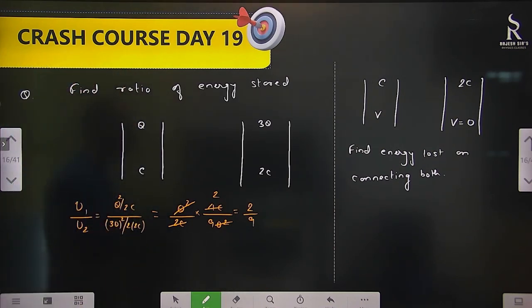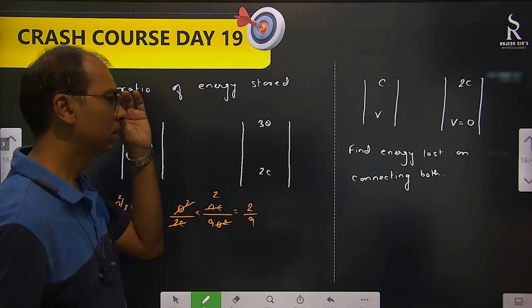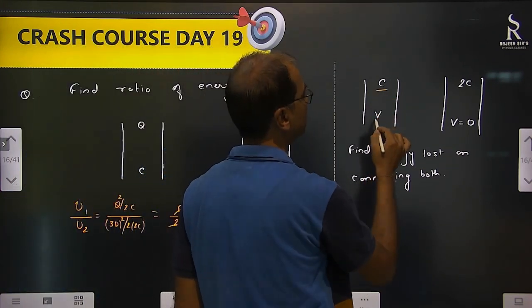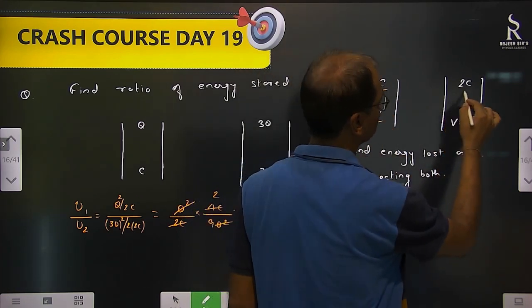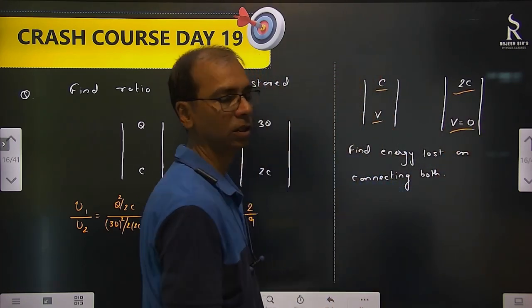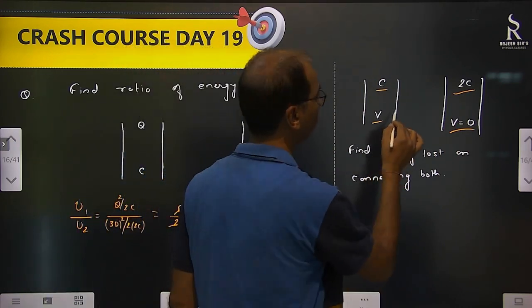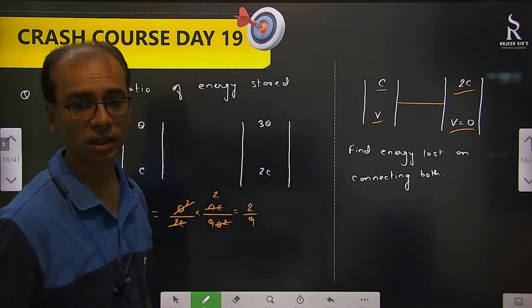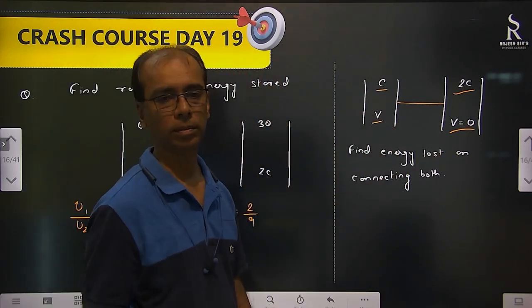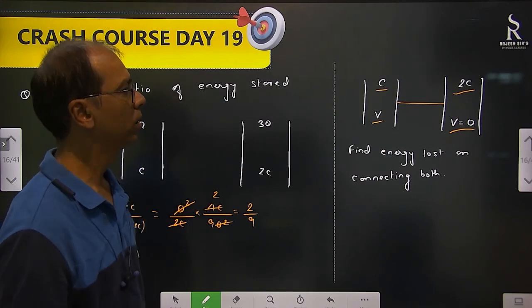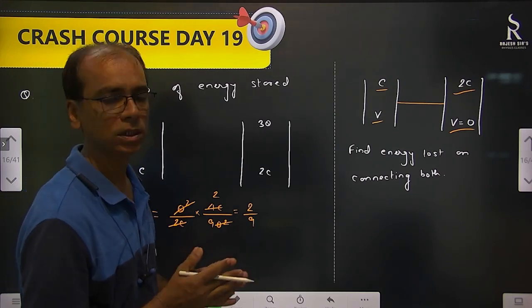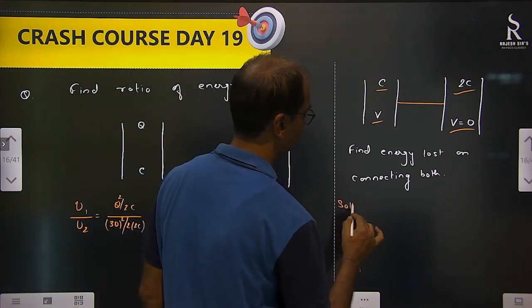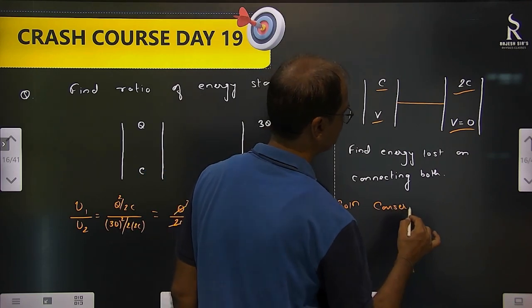Simple question. Next, find the energy lost on connecting both. Okay, two capacitors are there. Capacitance C, potential V, and this one is capacitance 2C and it's uncharged, V is 0. You want to connect it. What's going to happen? We are connecting it. This is going to charge it. Very simple. It will charge it till the potential on both becomes the same. Final potential will be the same. So what is it based on? It's based on conservation of charge. The charge is not going anywhere.